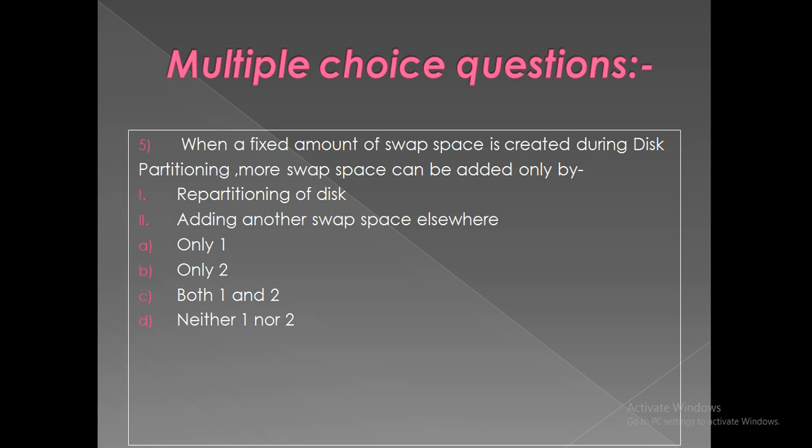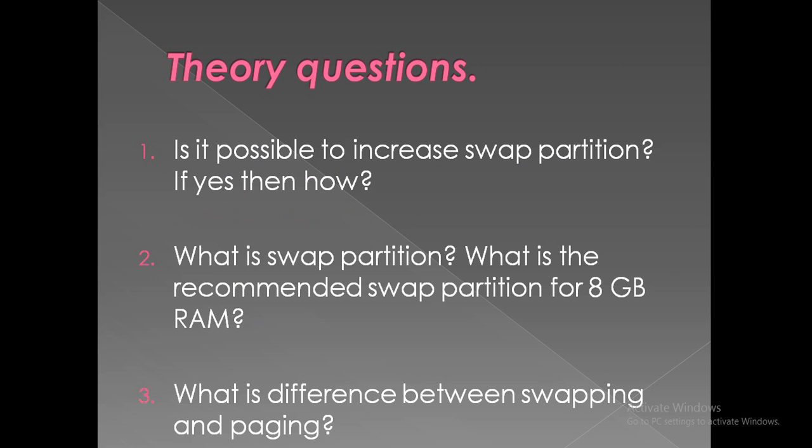These are very simple questions on our topic, to help you check how much you understood from this video. Some theory questions: Is it possible to increase the swap space partition? If yes, then how? Explain it. What is a swap space partition? What is the recommended swap partition for 8 GB RAM? If you have watched the example in this video carefully, you can answer this question. And what is the difference between swapping and paging?